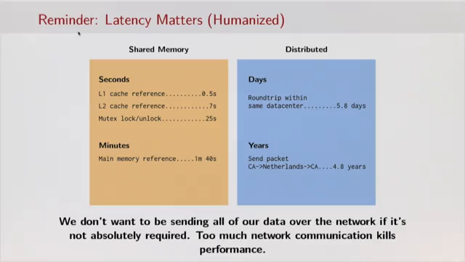And I'm just going to step back to one of the slides from the beginning of the course about latency. Remember the humanized differences between operations done in memory and operations that require sending data over the network? The humanized difference between these 2 kinds of latency was, on the one hand, seconds to minutes, and on the other hand, up to years. With these numbers in mind, of course we don't want to be sending all of our data over the network if it's not absolutely positively required. Having to do a lot of network communication kills performance, especially if it's being done unnecessarily. So this is why shuffling is bad. We want to do as little shuffling as possible because of these orders of magnitude.